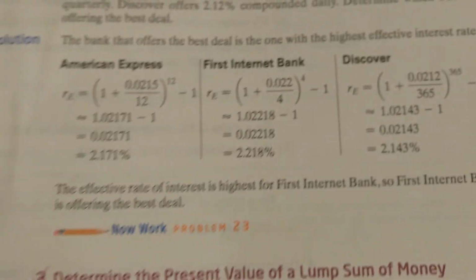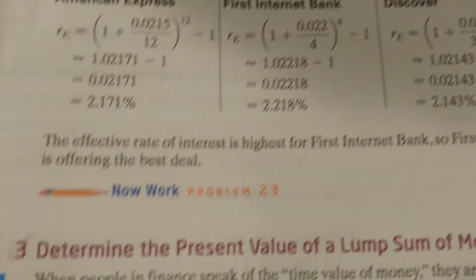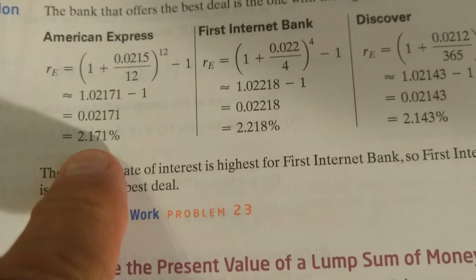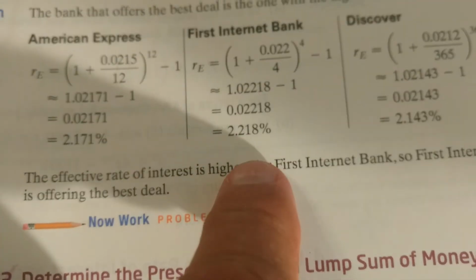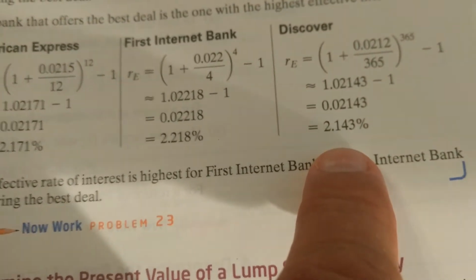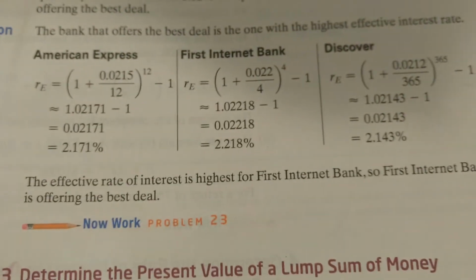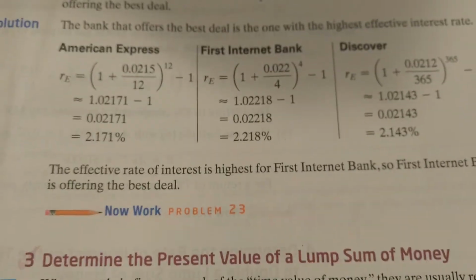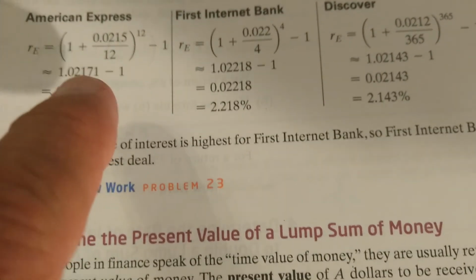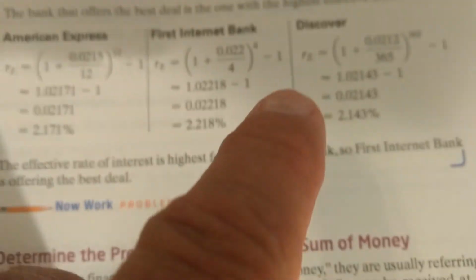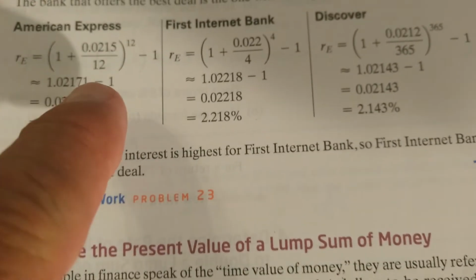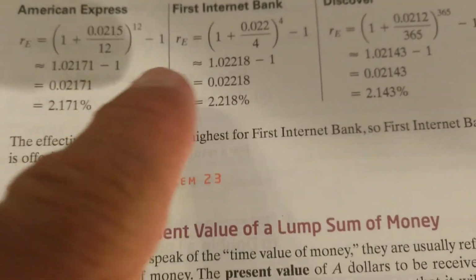And the bank that's offering the best deal, once you plug the numbers into the formula, is the one that's going to give you the best yield. Here, American Express ends up yielding 2.171%. First Internet Bank, 2.218. Discover, 2.143. So you can see that First Internet Bank is the best bank to invest because that's going to give us the most amount of money. And again, the only difference in the formulas is the interest rate and the n. Notice 1 plus, 1 plus, 1 plus, minus 1, minus 1. The interest rates have changed, and how they were compounded yearly changed.